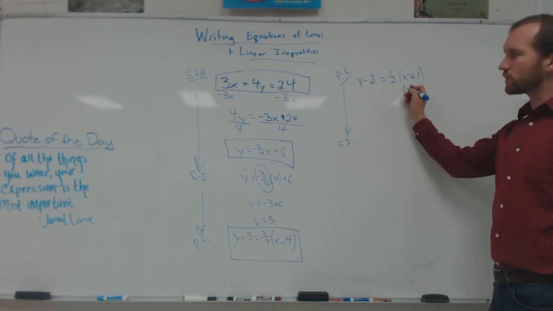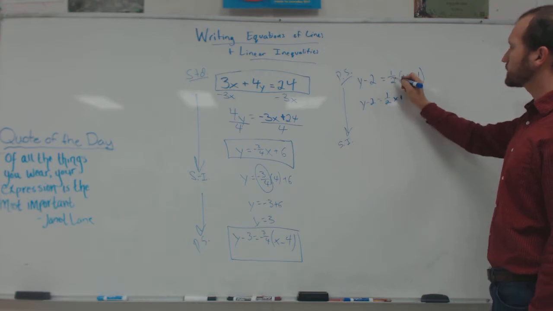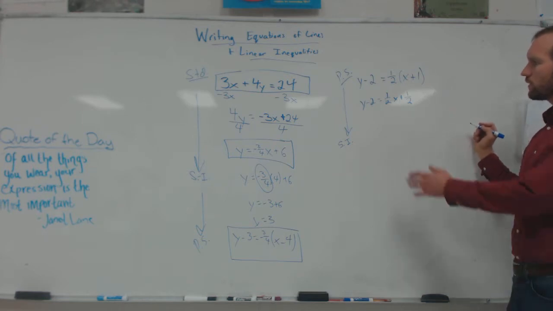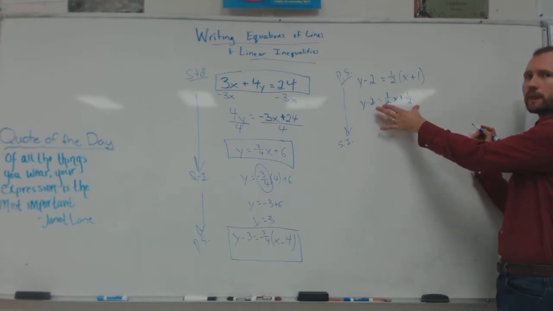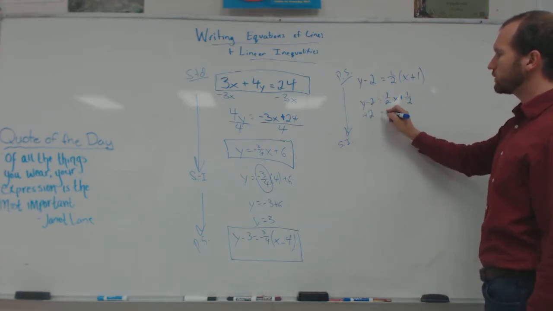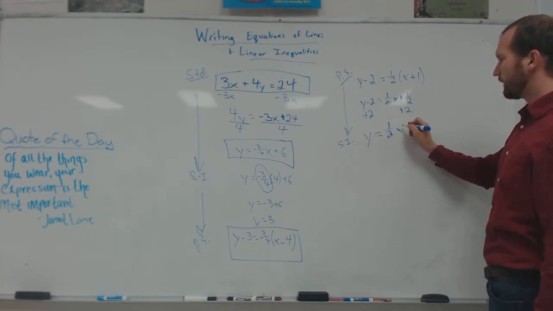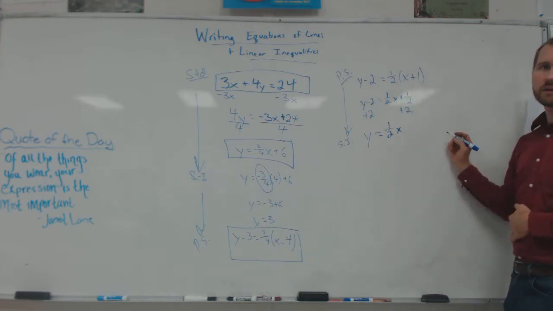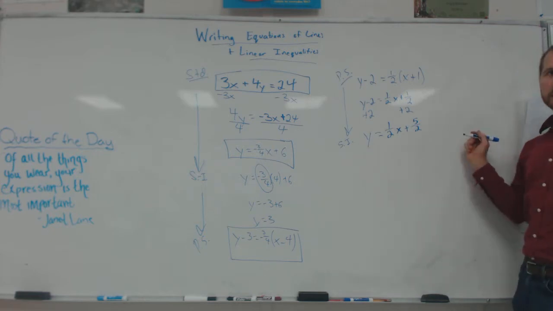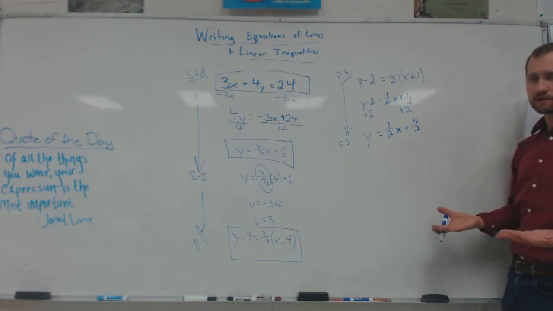The first thing I need to do is distribute my 1/2. Y minus 2 equals 1/2 x plus 1/2 times 1 is just 1/2. So this side looks like slope-intercept form, 1/2 x plus 1/2, but I still need to get rid of my 2 over here. So I'm going to add 2 to both sides. Y equals 1/2 x, 2.5, or 5/2 as my y-intercept. It doesn't look great, it has a lot of fractions, but that's the slope-intercept form.